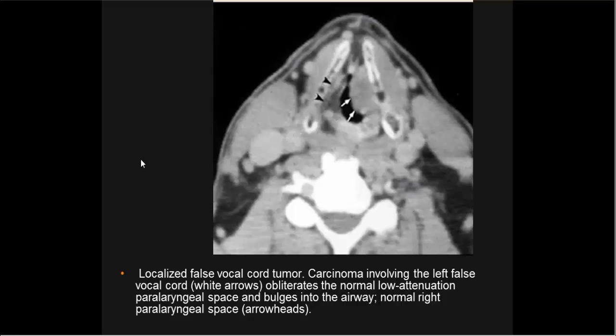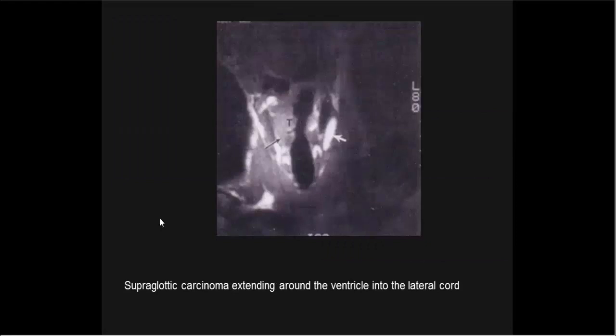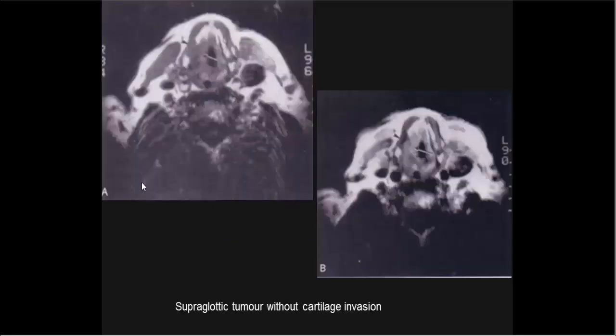false vocal cord. Supraglottic tumor with paraglottic spread to the lateral edge of the true cord. The soft tissue mass involving the false vocal cord extends to involve the lateral edge of the true vocal cord. Supraglottic carcinoma in this coronal view extends around the ventricle into the true cord, with tumor extending down to involve the ventricle and the true vocal cord.